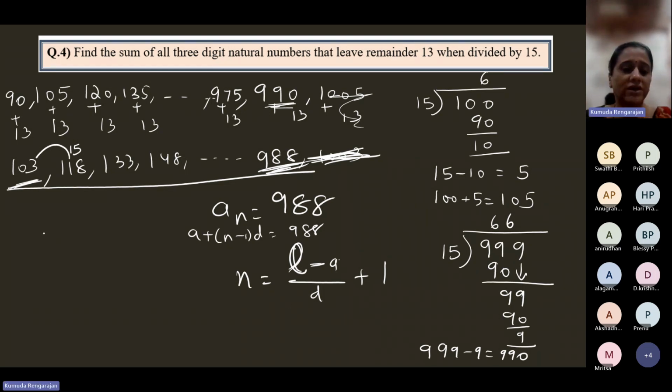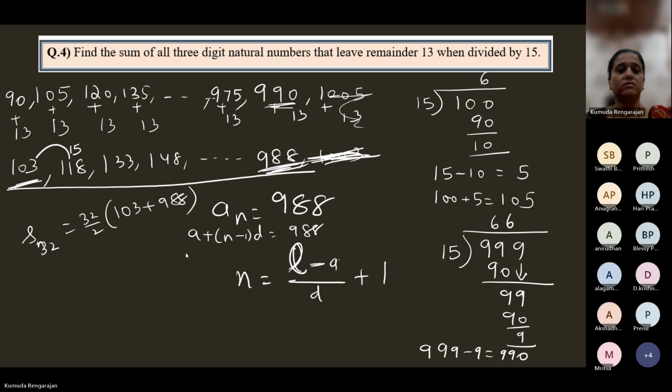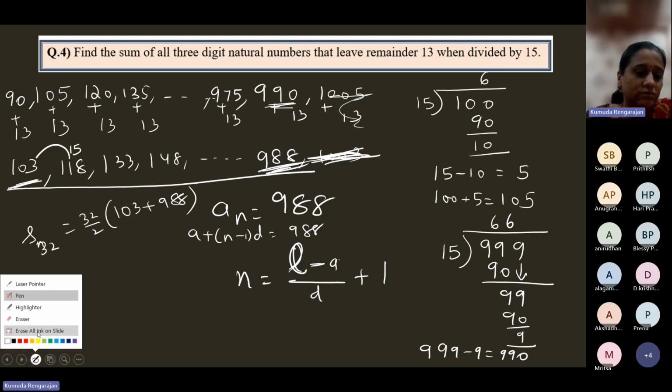Then you can find Sn. So supposing like 32, S32 is equal to n by 2, 32 by 2, of the first term plus the last term. First term 103 plus the last term 988. Or you can also use the other formula, n by 2 of 2a plus n minus 1 into d. Anything. But you can use this because you know the last term also, the first term and the last term. Yeah, please work.